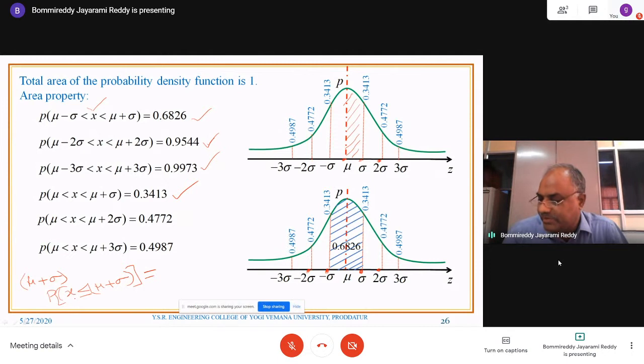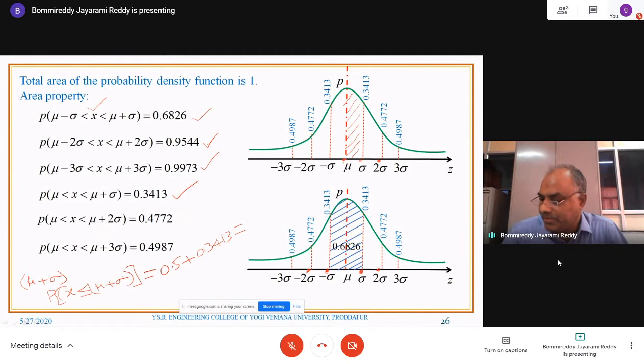Probability of x, where x means strength of the concrete, less than or equal to mu plus sigma. Mu value is known, sigma is also known, area is also known. What is the probability? Up to mu, the probability of occurrence is 0.5. And what is the probability of occurrence between mu and sigma? This is 0.3413.